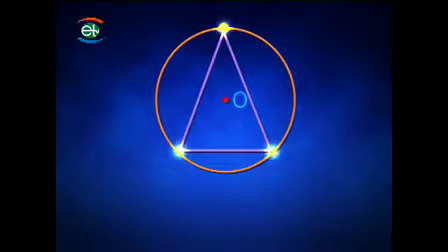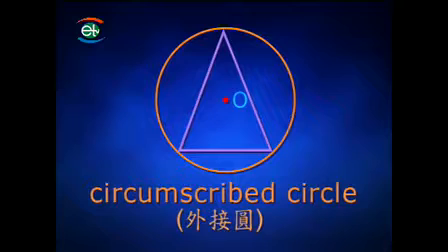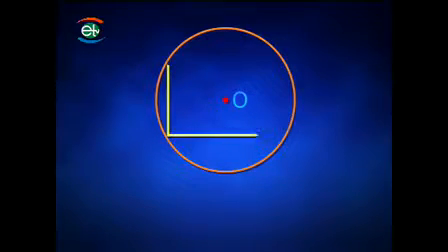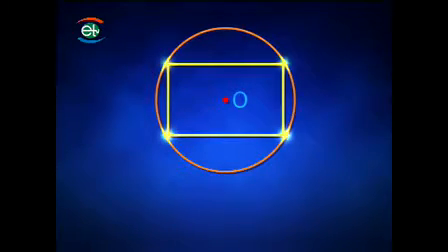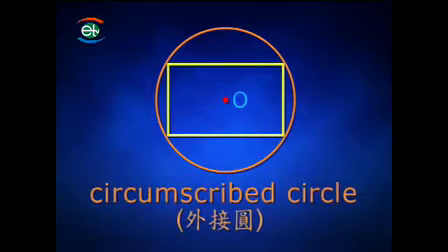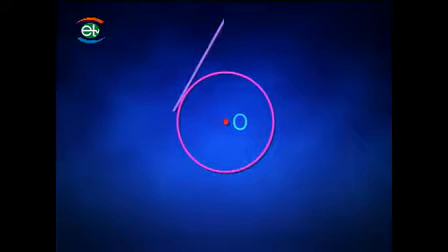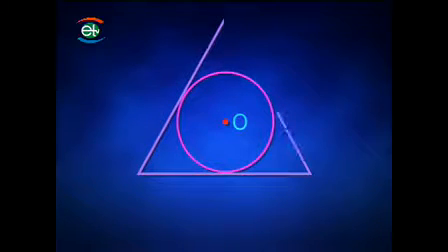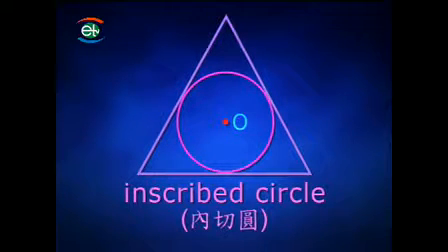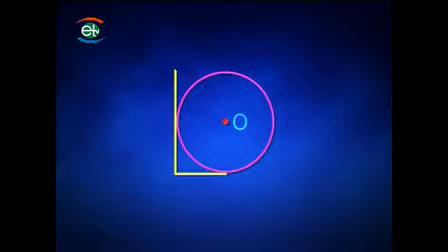When a polygon is placed inside a circle, that is, all vertices of the polygon are on the circumference, the circle is known as a circumscribed circle. If a circle is enclosed by a polygon, that is, each side of the polygon touches the circle, that is, each side of the polygon is a tangent of the circle, the circle is known as an inscribed circle.